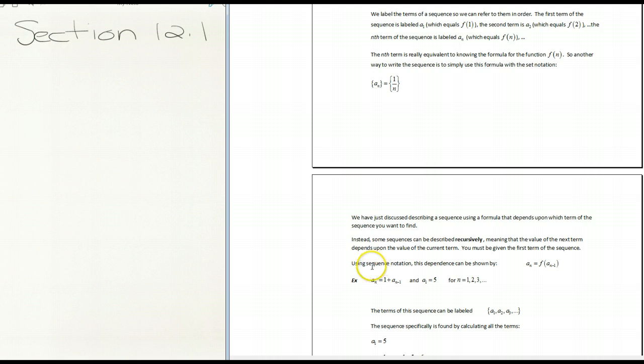So how would we write this? Let's see what it would look like. We can use sequence notation again, right? And the idea here is that the value of the nth term of the sequence, that's a sub n, is equal to what? Knowing the value of the n minus 1th term, the one right before it. Yeah, that n minus 1 just means the term right before. So if you know the value of the n minus 1th term, you plug that into some rule and it gives you the next term. That's the idea. So let's look at an example.